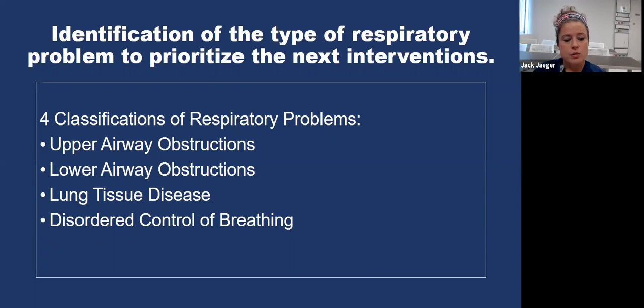You want to identify what type of respiratory problem you're dealing with so that you can figure out your next interventions. There are 4 classes of respiratory problems: an upper airway obstruction, a lower airway obstruction, lung tissue disease, or disordered control of breathing.